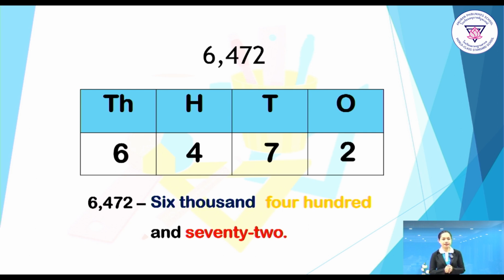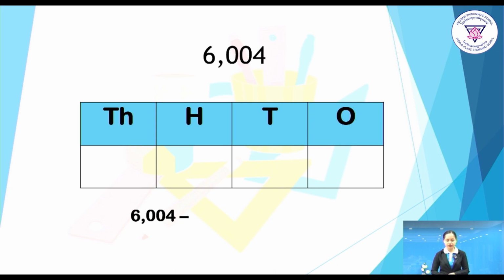As you can see in this example, you can see the value of 0. So how to do it? Just write number 6 under 1,000. Since 0 has no numerical value, just write 0 under hundreds and tens. And the last one, write 4. So how to read this number? It's 6,004.